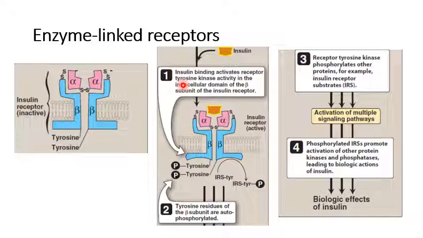Subsequently, tyrosine kinase will cause phosphorylation of other proteins, for example, the insulin receptor substrate, and subsequently this will activate multiple signal pathways that will result in the biological effects of insulin, which is enhancing the uptake, for example, of glucose by different cells.